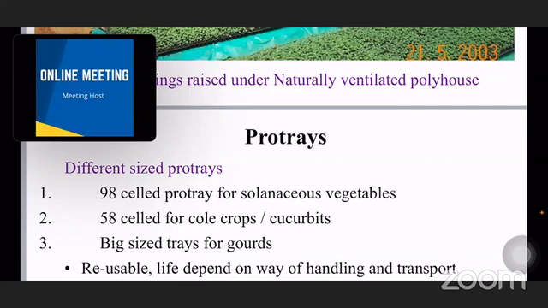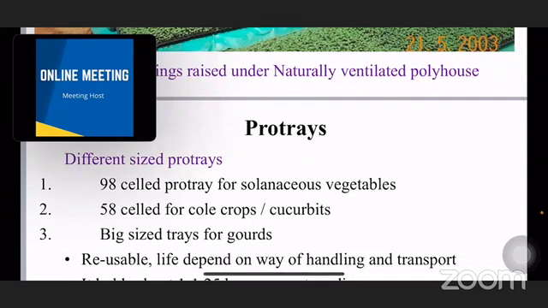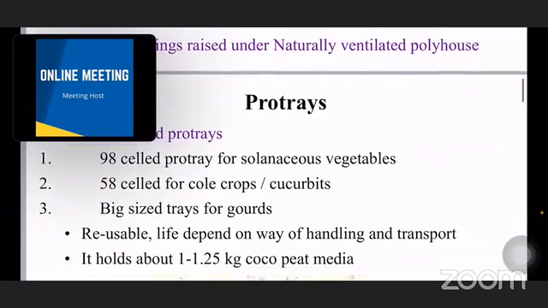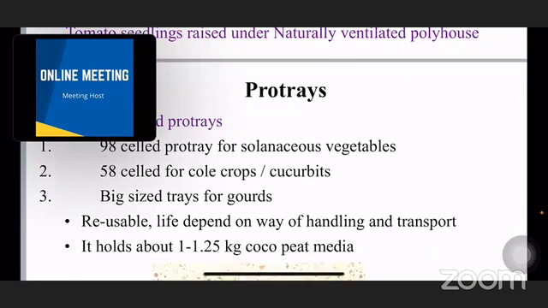The place where the seeds and seedlings grow is in the protrays. That is actually a plastic tray, and those come in different sizes. That is the 98 cell protray, usually for solanaceous vegetables like tomato, brinjal, chili, then for cole crops like cabbage, cauliflower, etc. Then another one is the 58 celled protray, usually for cucurbits, that is gourds, and big size trays are also used for the gourds.